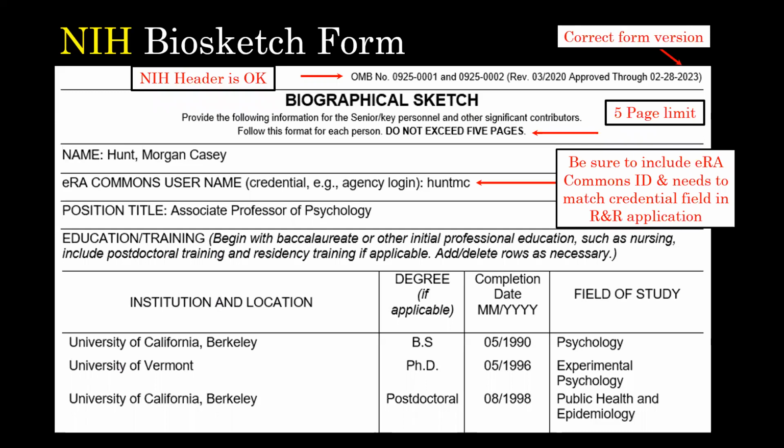Always be sure to include the ERA Commons ID. When you're filling out your application in Assist, this ID is very important because this will pre-populate the PI's information. So having it here as well is always very important.